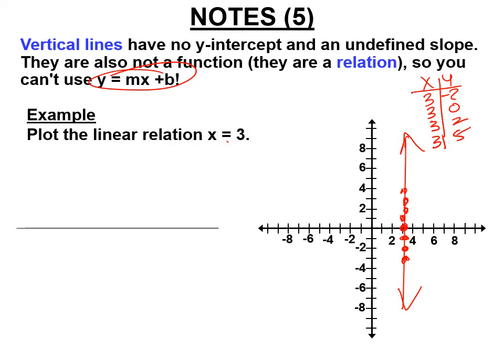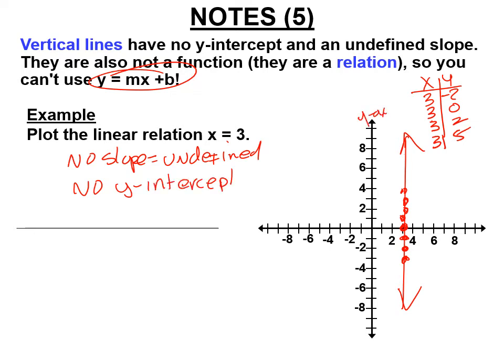Now, what's going on there, right? There is no slope, because it's undefined, right? It's not 0. And there is no y-intercept. It's parallel to the y-axis. That's the x-intercept there, not the y-intercept. The y-intercept is where it would cross the y-axis, but it will never cross the y-axis. So it has no y-intercept, so it has no b. It has no slope, because it's not even 0. So it is not a function. It is not a linear function. It's not a function at all. Y equals mx plus b does not work.